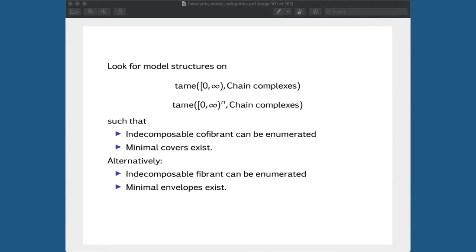But if I can add one thing, what we show is that if a model category admits minimal covers, then the model category that Wojciech described of his tame parameterized objects admits a minimal cover. So at least we know for sure that also when we go to multi-parameter, a minimal cover exists. At least there is this invariant that we still need to study. Minimal covers do exist, yes. Everything goes through. You can go in any dimension and still have it.